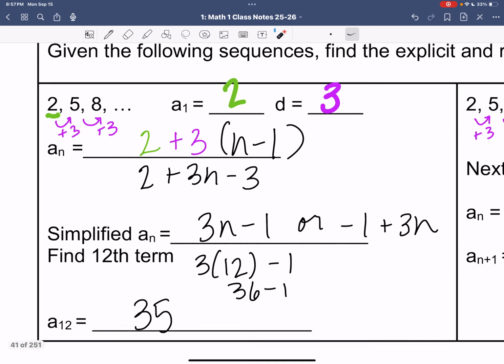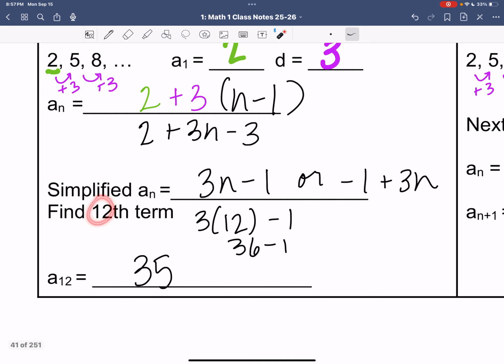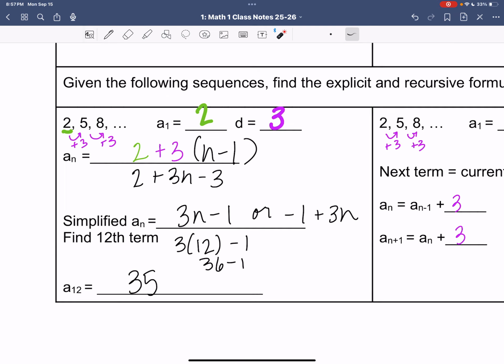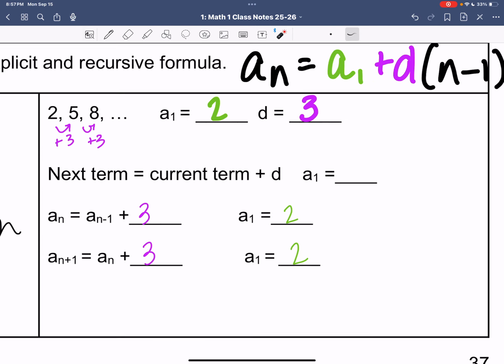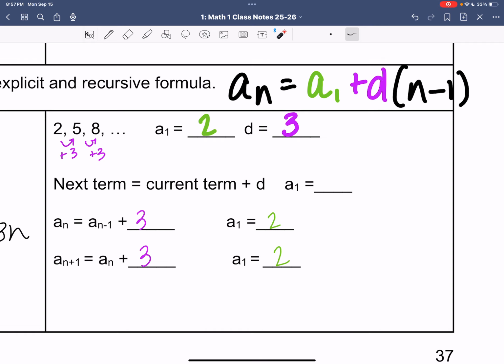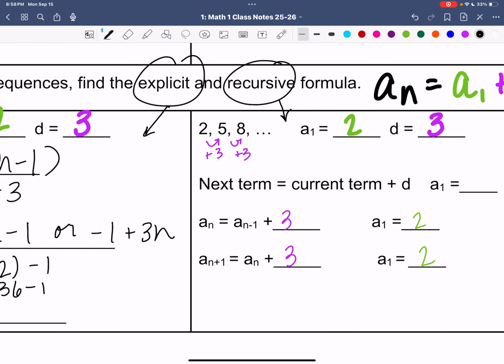So you could write it this way, or you can write it that way. It doesn't matter which way is simplified. But if we want to find the 12th term, you just got to substitute 12 in here. So the 12th term would be 35. Now on here, it's just asking a little bit differently, because here's your recursive. And then here was your explicit, okay?